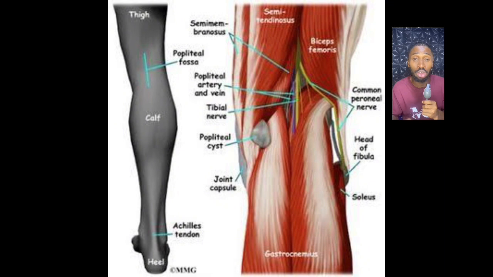Hope it all made sense and you understand the Popliteal Fossa with all the mnemonics I gave you.